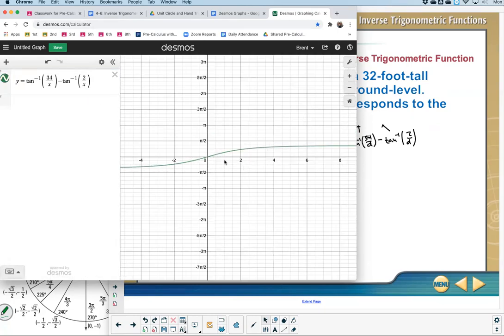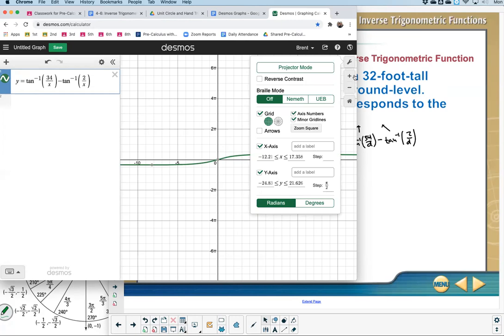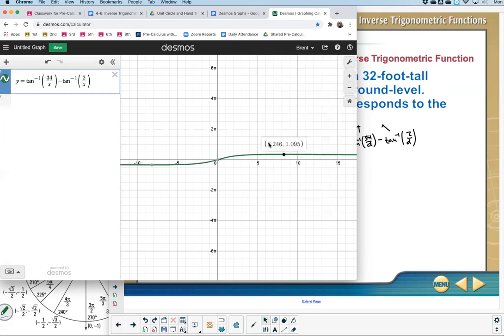So I zoom out and Desmos should tell me, there it is, when you just click around, it'll give you the maximum point. It's called the critical point. Desmos gives you those. That is the highest point. So the highest angle is 1.095 radians. Let me check here. Yeah, radians. When the distance, the x, is 8.264.